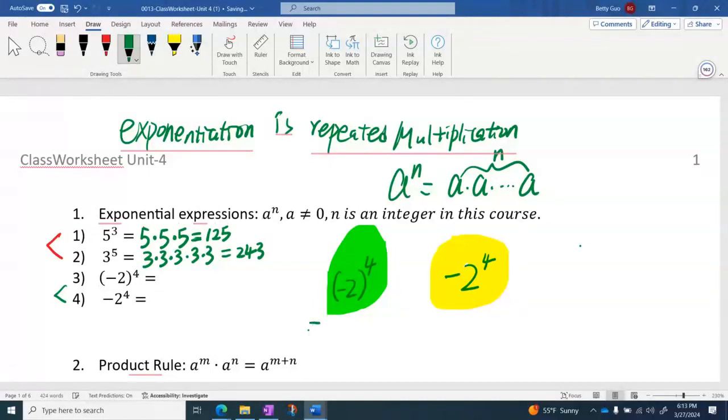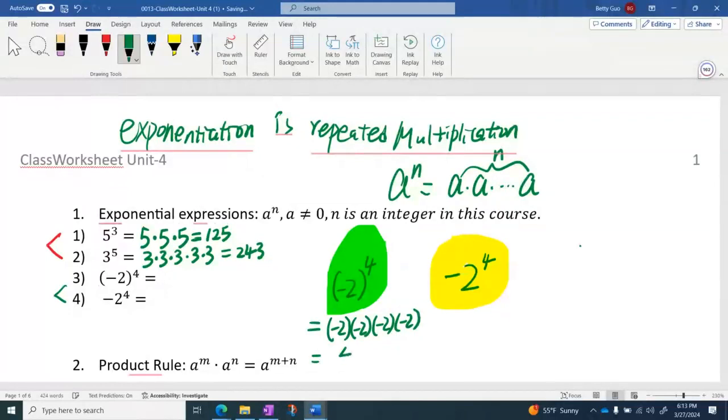So this indicates the base is -2. We are going to use -2 as the factor in a repeated multiplication. We repeat -2 4 times. The reason we use parentheses to frame -2 is to indicate -2 is the base. So we are using -2 as the factors in the multiplication.